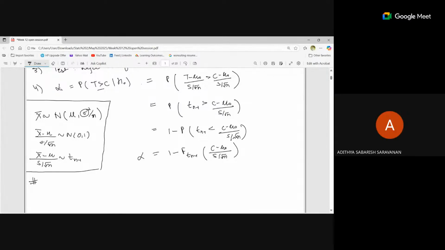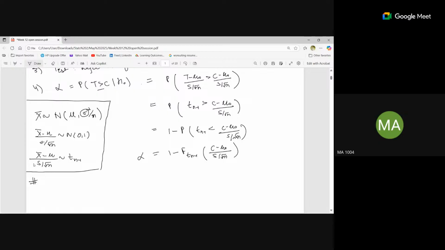Okay, so S is the standard deviation of x bar, am I right? Yes. But in the previous case, the standard deviation of x bar was sigma by root n, because at that time we knew the variance. We knew this value. But if we don't know this value, we would be using S, that is the sample standard deviation.